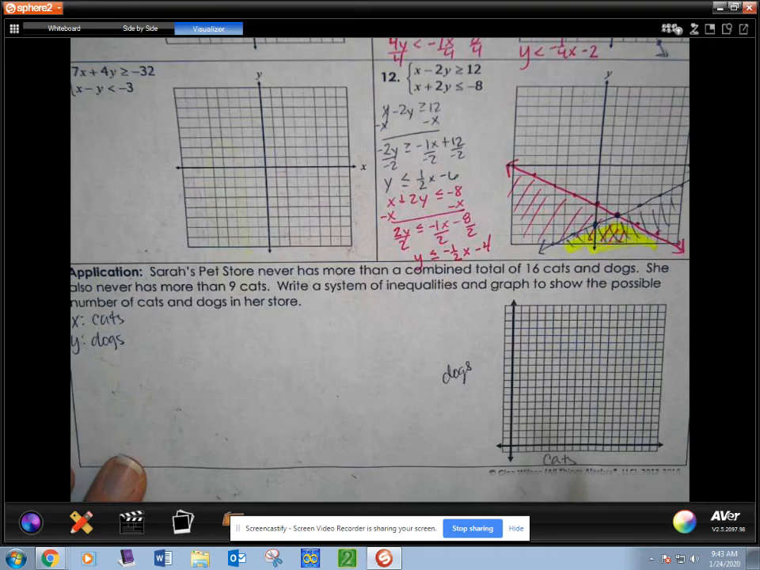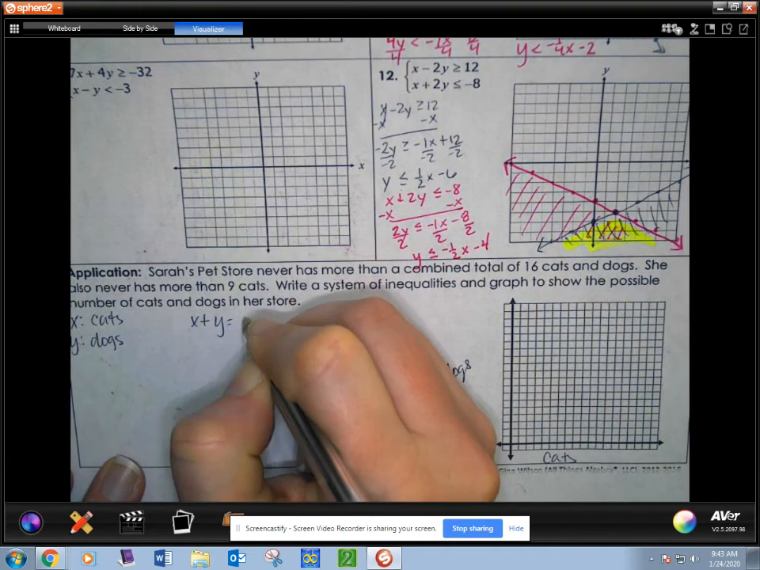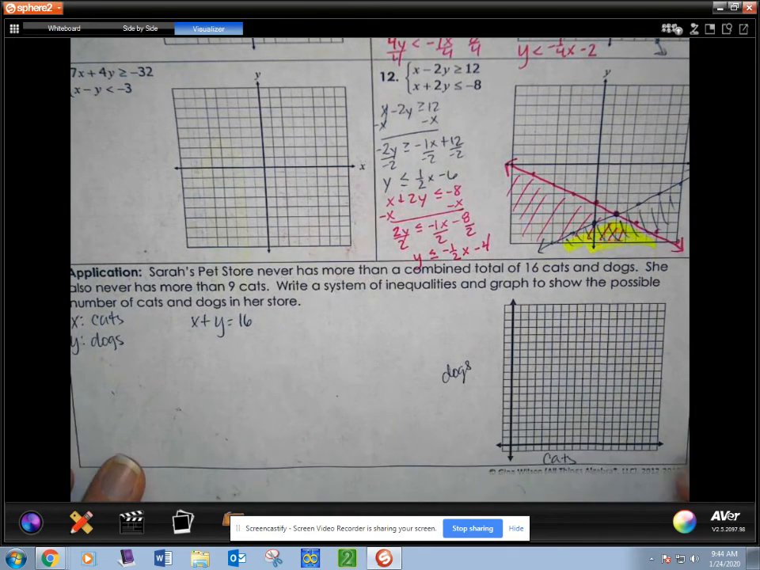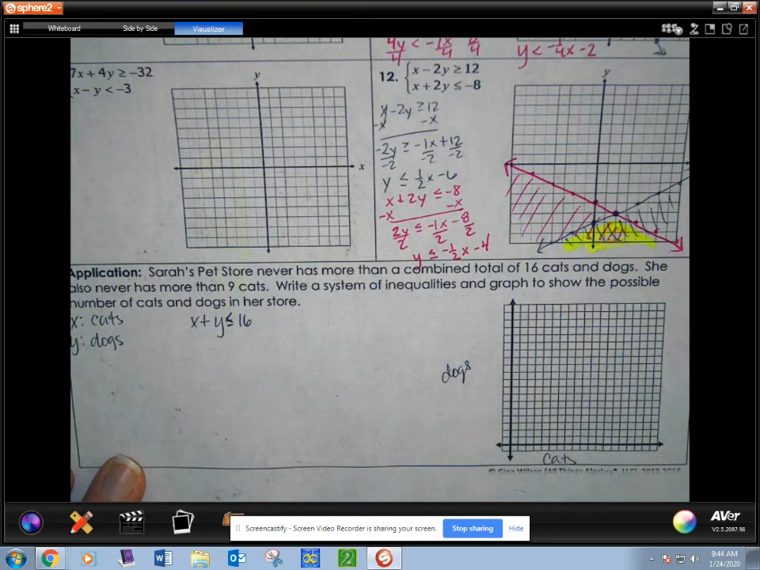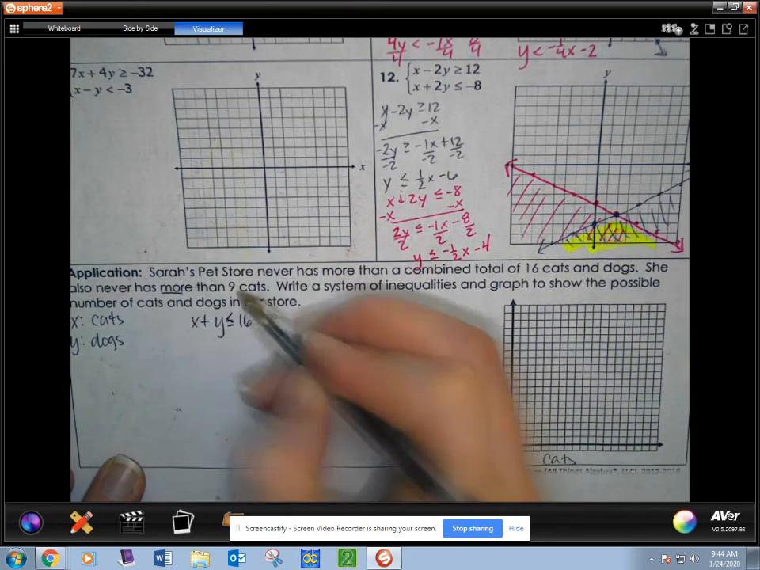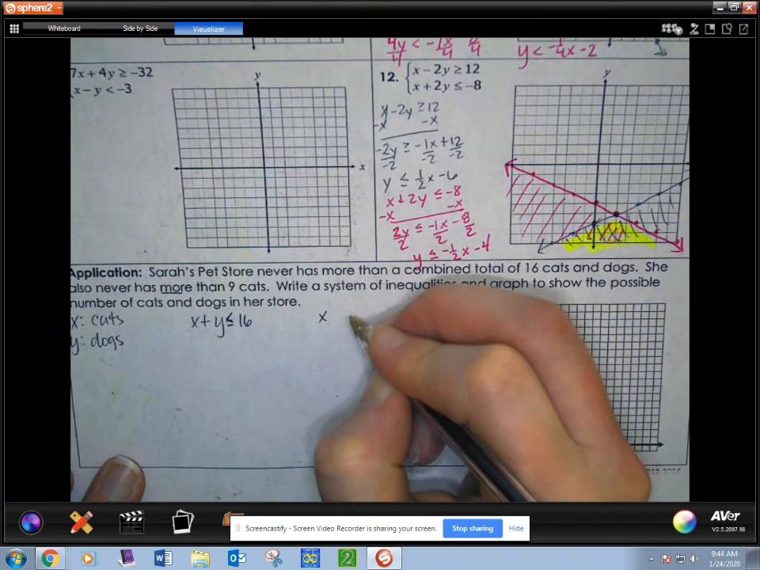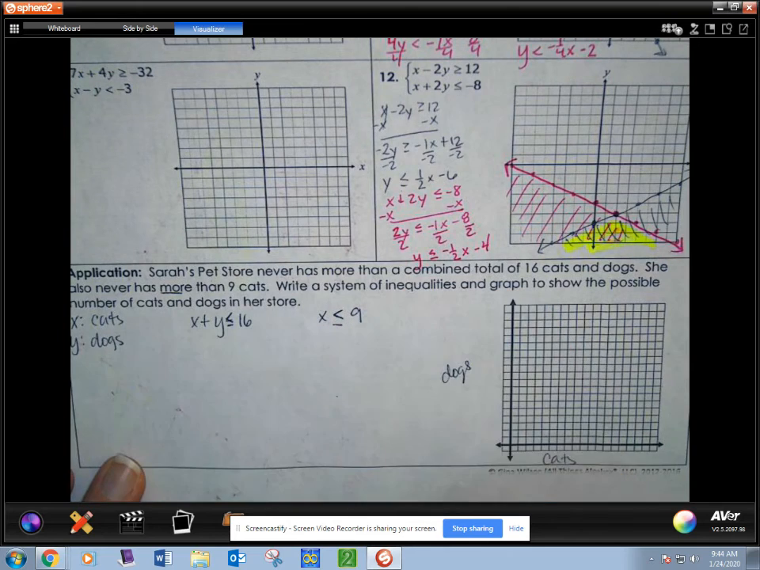Now, I know she has a combined total of 16 cats and dogs, but I don't know how many of each she has. So x plus y equals 16. I also know, not equals 16, I'm sorry, never has more. So it has to be less than or equal to 16. She can't fit more than 16 in her storage space, wherever they're at. Okay, now the other equation says she also never has more than 9 cats. So since we're only talking about cats, we find the letter for cats, which is x. I can't have more than 9, so I have to be less than or equal to 9.